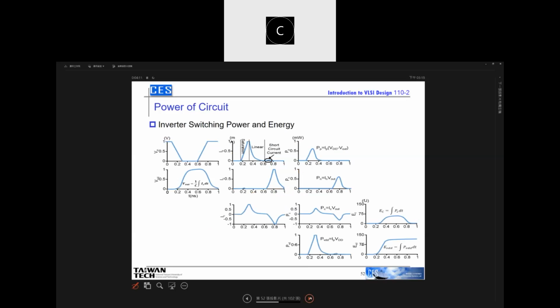Okay, so this is one of several examples that we can show you: the behavior of Vin and the behavior of Vout and the corresponding behavior of the PMOS and NMOS, and we can calculate the power consumption according to I times V.